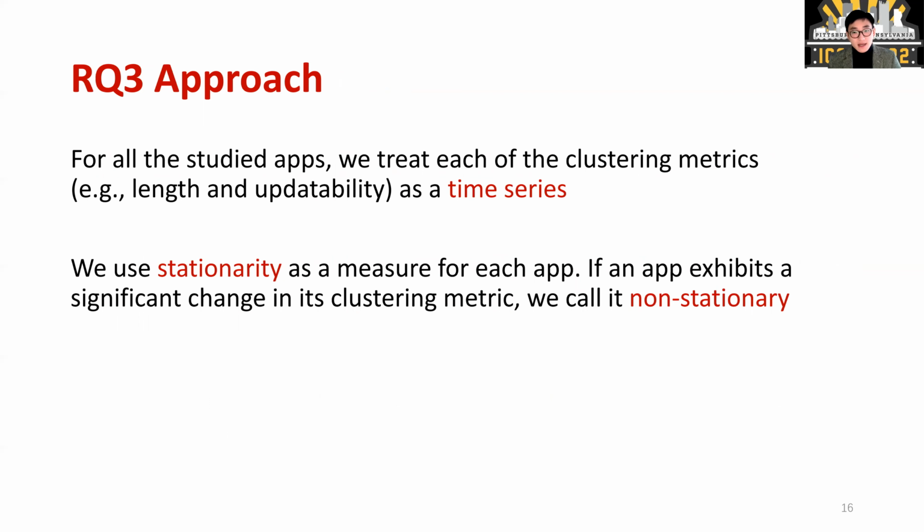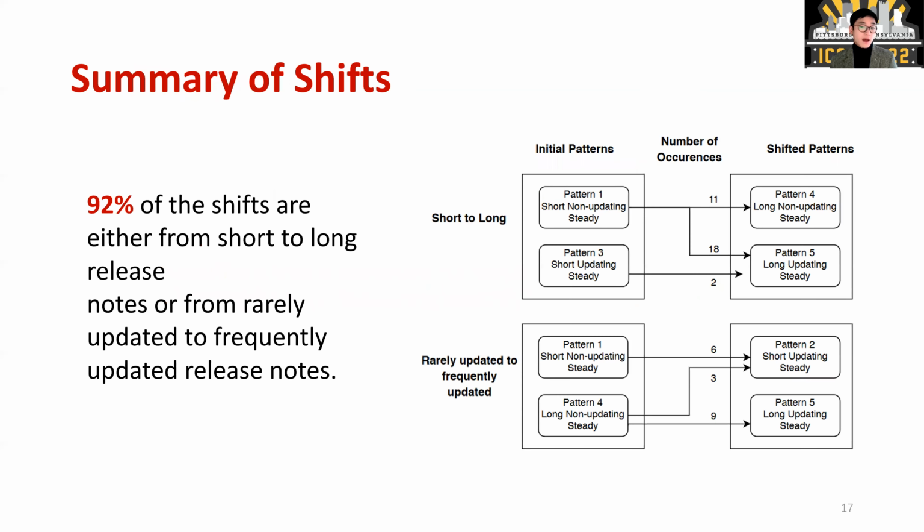So we try to study how much a release note pattern changes based on a time series analysis. For each clustering metric, which is the length and updatability of each release note, if an app shows a statistically significant change in relation to time, we call the app non-stationary and hence a shifting pattern. So using this approach, we find 54 apps that show a shifting release note pattern.